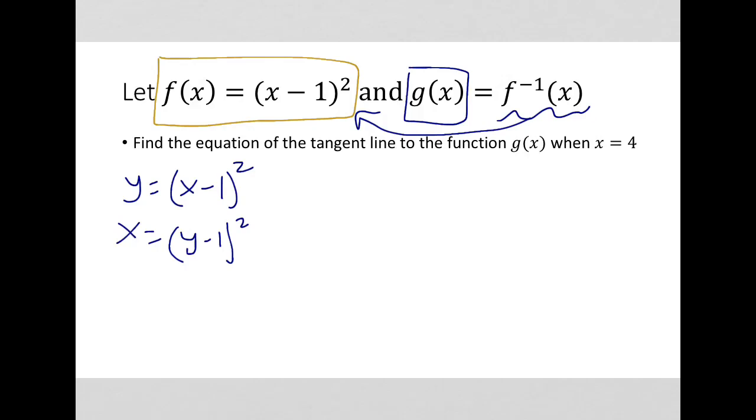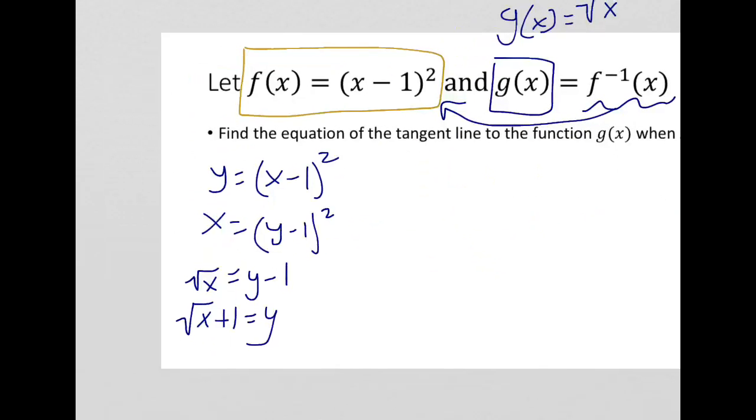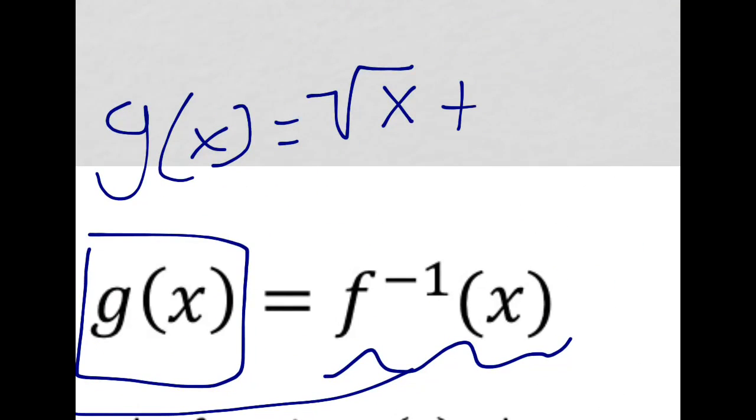So we need to take the square root of both sides. So we get the square root of x equals y minus 1. And then we're going to add 1 to both sides. So we get the square root of x plus 1 equals y. So we are saying that g of x equals the square root of x plus 1. And let's close off that g.